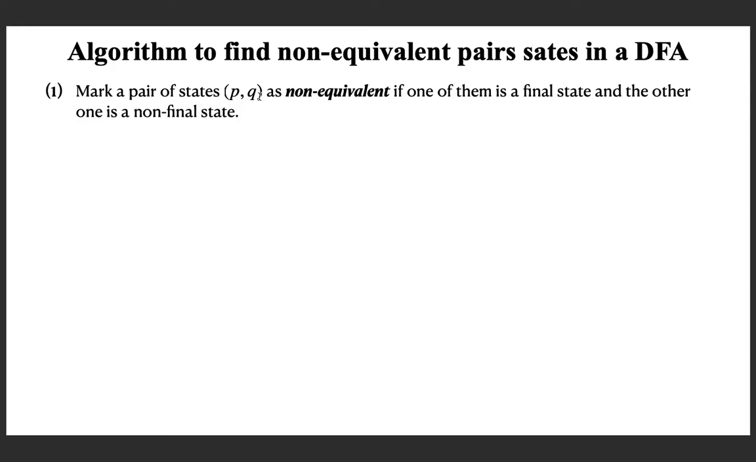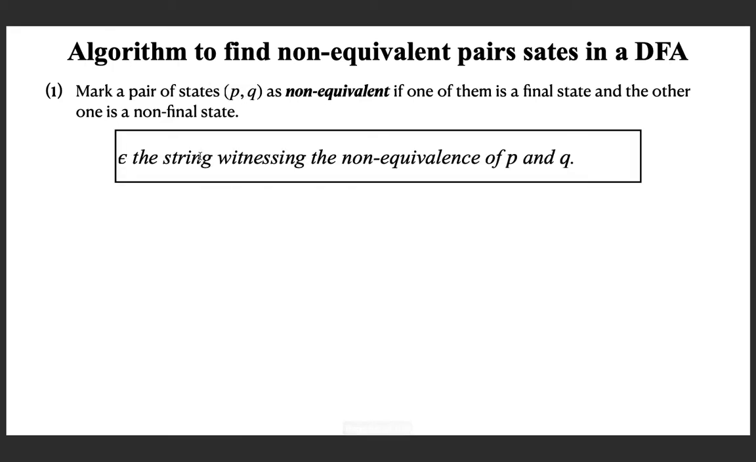Mark a pair of states PQ as non-equivalent if one of them is a final state and the other one is a non-final state. I think you agree that yes, in fact, then they are non-equivalent, because there exists epsilon as the witnessing string for non-equivalence of P and Q. Assume that P is final, then from P, epsilon is taking you back to P, which is a final state. And Q is a non-final state, epsilon is taking you back to Q only, which is a non-final state, and that is it.